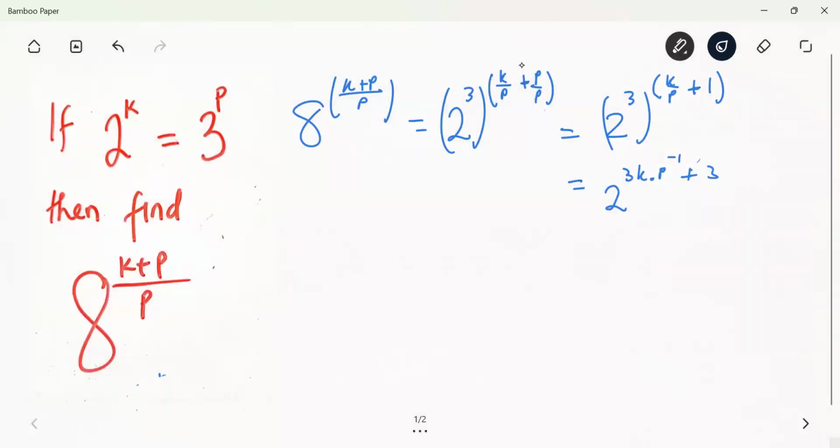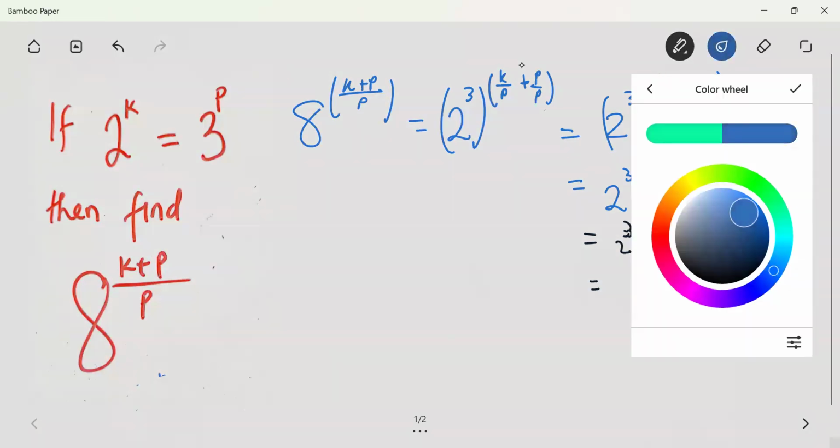Now, if we use laws of exponents, the converse of the first law of exponents says that if you have added exponents, then you must have multiplied powers with the same base. So we apply the converse of this, which gives us 2 to the power of 3k times p to the minus 1. Then we break up the other term into 2 to the power of 3. All right, now we have this far.